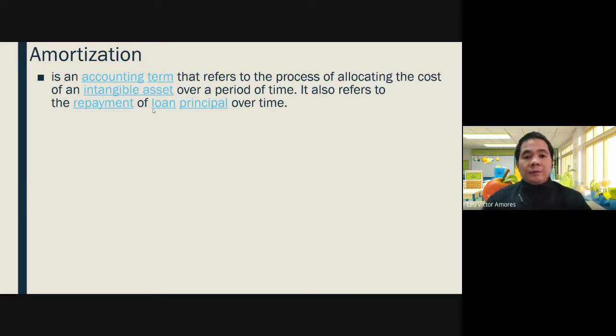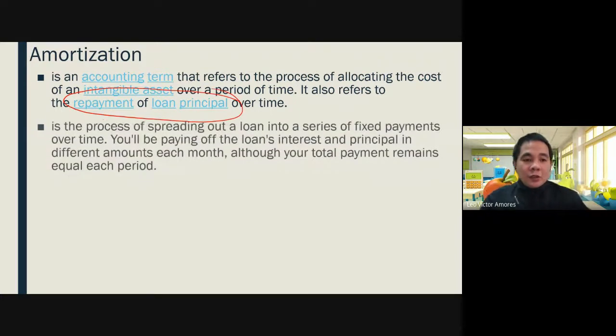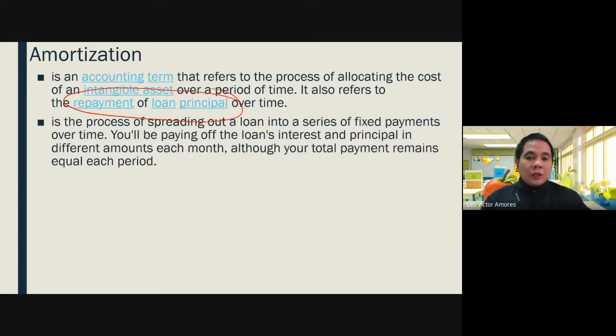It is an accounting term that refers to the process of allocating the cost of an intangible asset over a period of time. It also refers to the repayment of a loan principal over time. So it is the process of spreading out a loan into a series of fixed payments over time. You'll be paying off the loan's interest and the principal in different amounts each month, although your total payment remains equal each period. That equal payment each period is what you call your annuity.